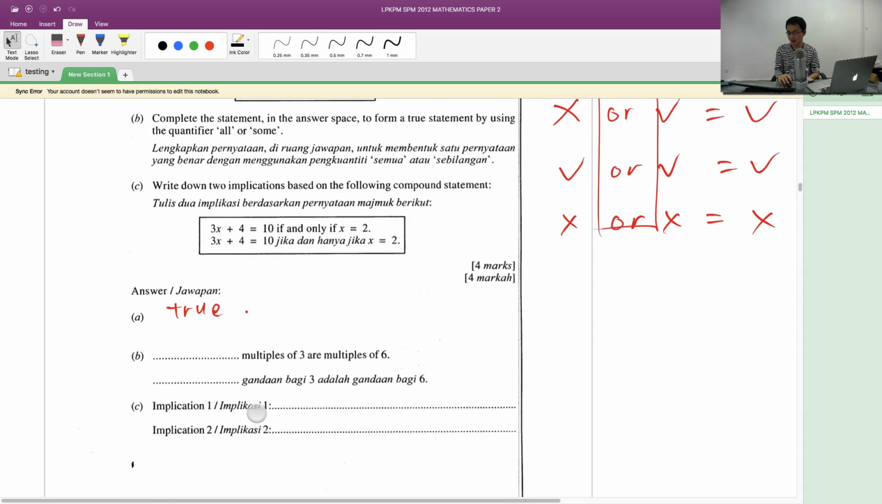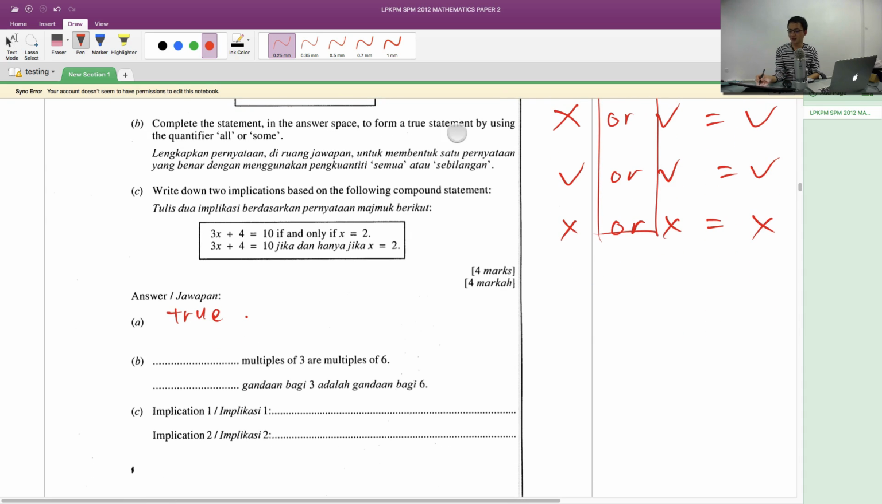Then for B, complete the statement in the answer space to form the true statement by using 'or' 'some'. Multiple of 3 are multiple of 6. This one you have to guess is 'some' or 'all'. Actually I know the answer, it's 'some'. Because, let's say I say all multiple of 3 is multiple of 6. So let's see all multiple of 3. What we have? We have 3, 6, 9, 12, 15, and then 18.